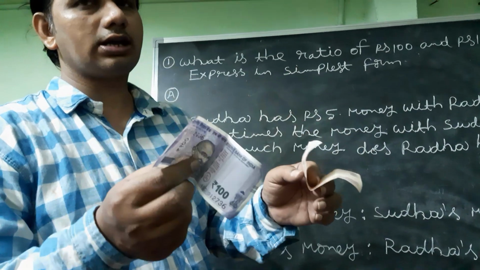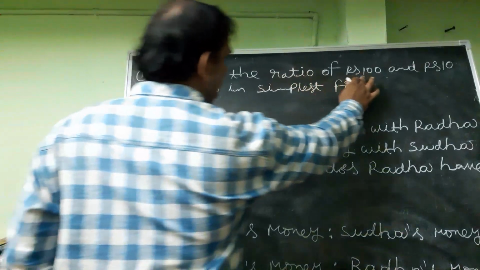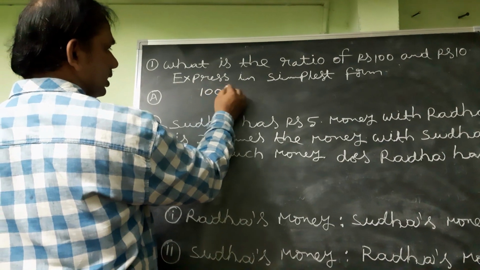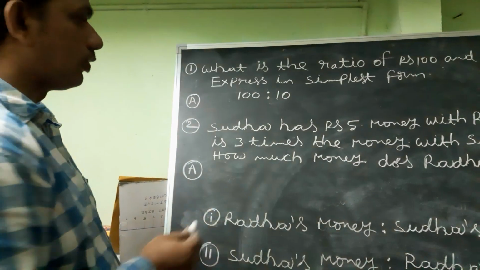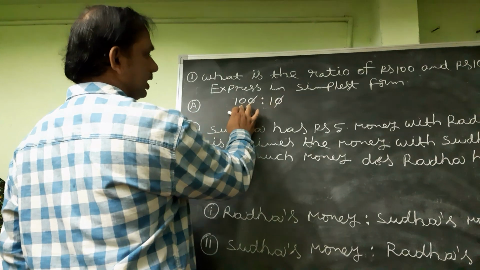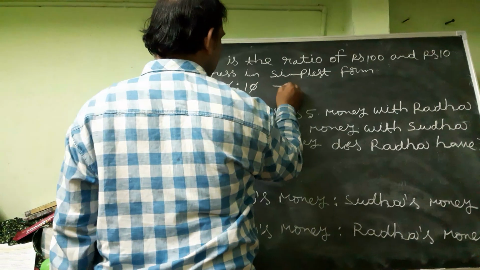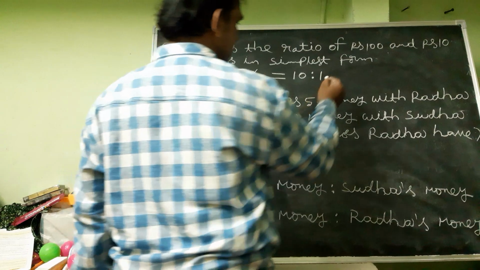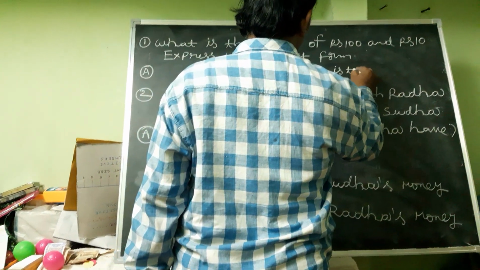How we will find the ratio? See here. Ratio of 100 rupees and 10 rupees. So 100 is to 10. Here both sides zeros are there. So zeros are cancelled. Remaining here 10 is there. Here 1 is there. So the ratio is 10 is to 1. So this is read as 10 is to 1.